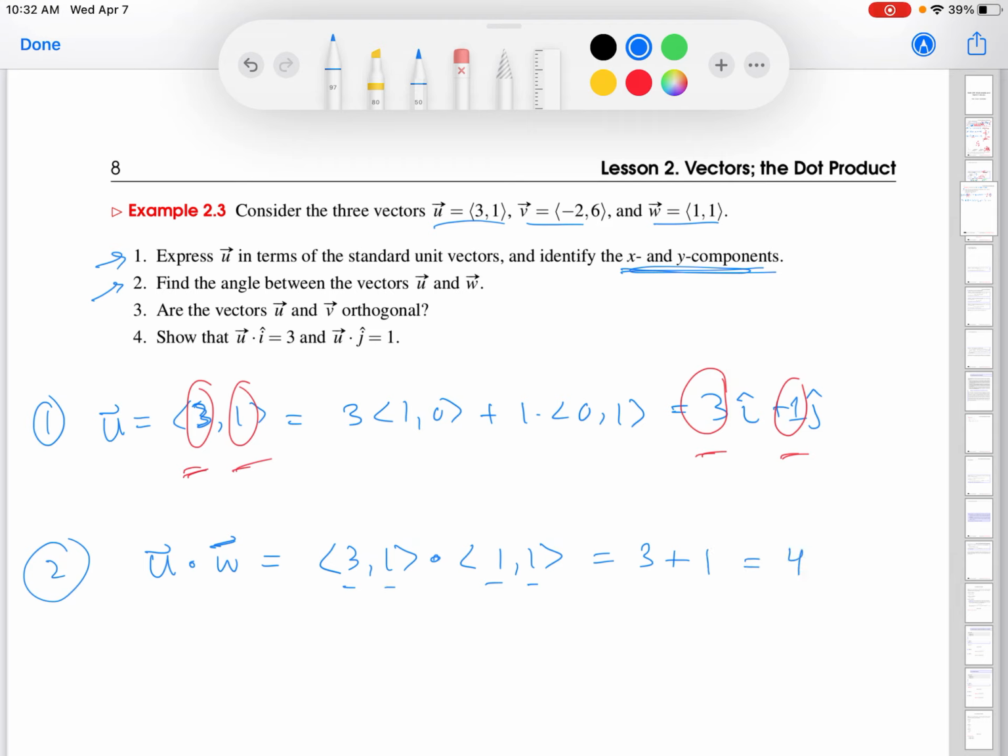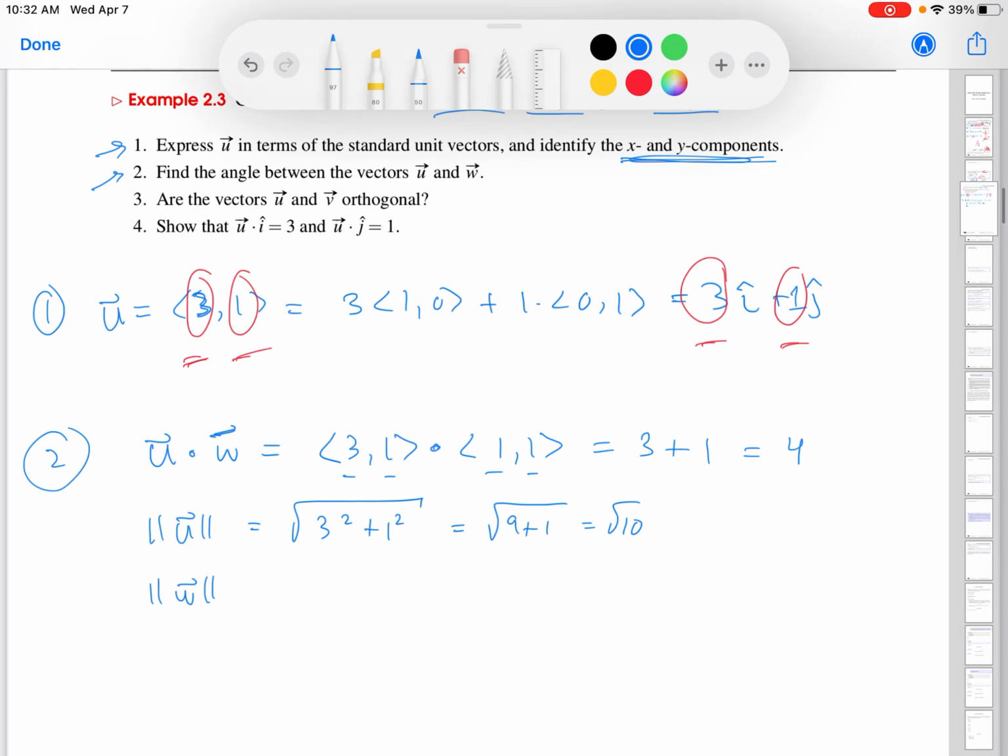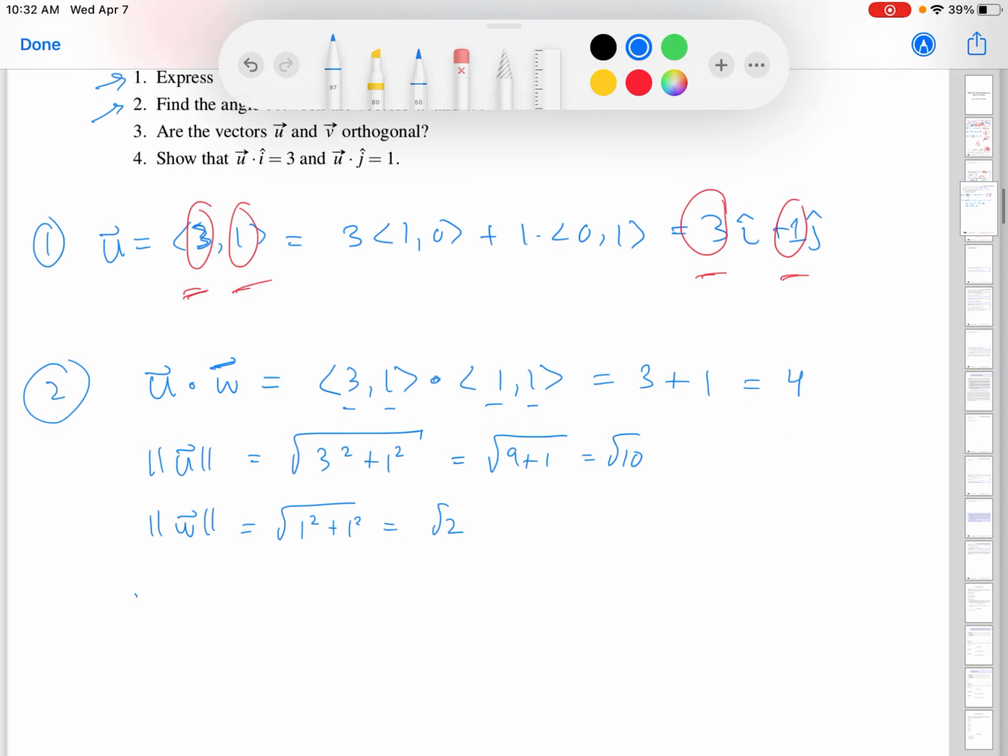That's 4. And then also, I need to calculate the norm of u and the norm of w. So that is the square root of the sum of the squares of the components. Square root of 9 plus 1, square root of 10. And then over here, square root of 1 squared plus 1 squared. That's square root of 2. So therefore, the cosine of theta is the dot product divided by these norms. That was our theorem earlier. So I get 4 divided by square root of 10 times square root of 2. And then we can do all sorts of simplifications here.